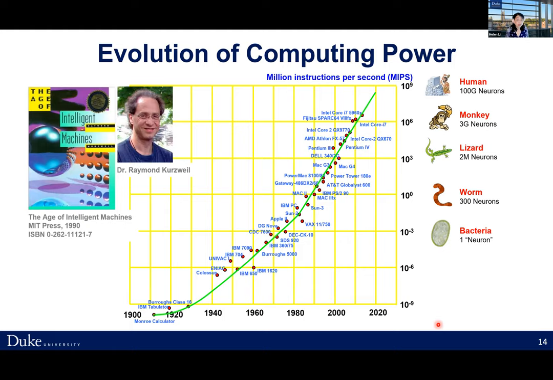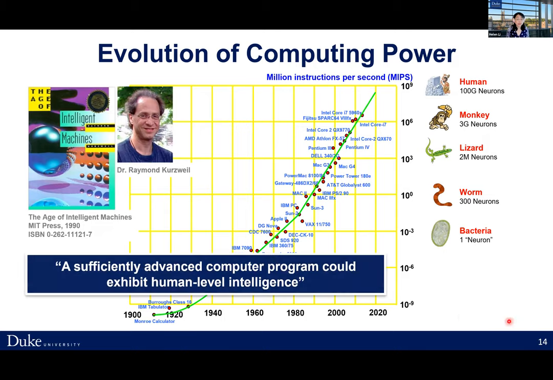The page was the prediction by Dr. Kurzweil back in 1990, so it's about 30 years ago. He measured computing power by million instructions per second and projected that approximately in 2020 or even earlier, we would be able to achieve the intelligence level of a monkey or close to human beings.